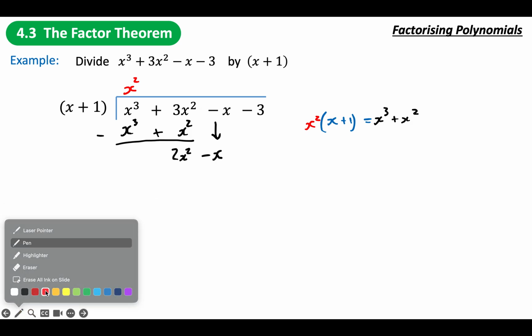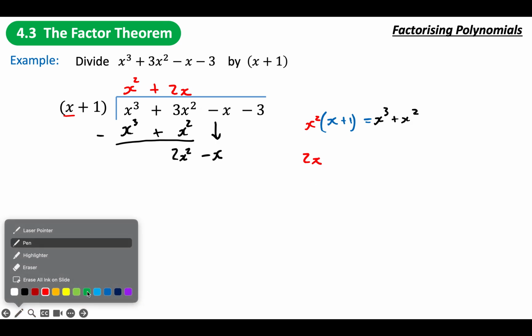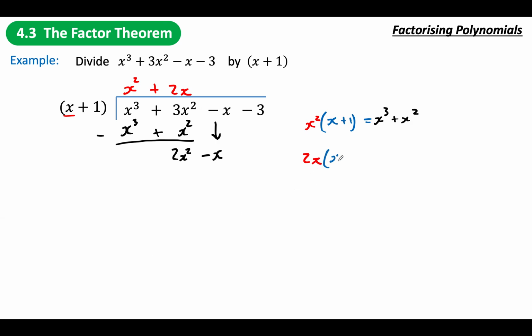And go back to my red here. So we're going to take 2x squared, and I'm going to divide it by this x over here. 2x squared divided by x leaves 2x, which I'm going to put over here. I'm then going to go back to my original little expression that we're dividing by, which is x plus 1. And we're going to expand that little bracket to see what we get. 2x times x is 2x squared plus 2x. We're then going to put that underneath the bit we're working on, 2x squared plus 2x, and we're going to take it away.